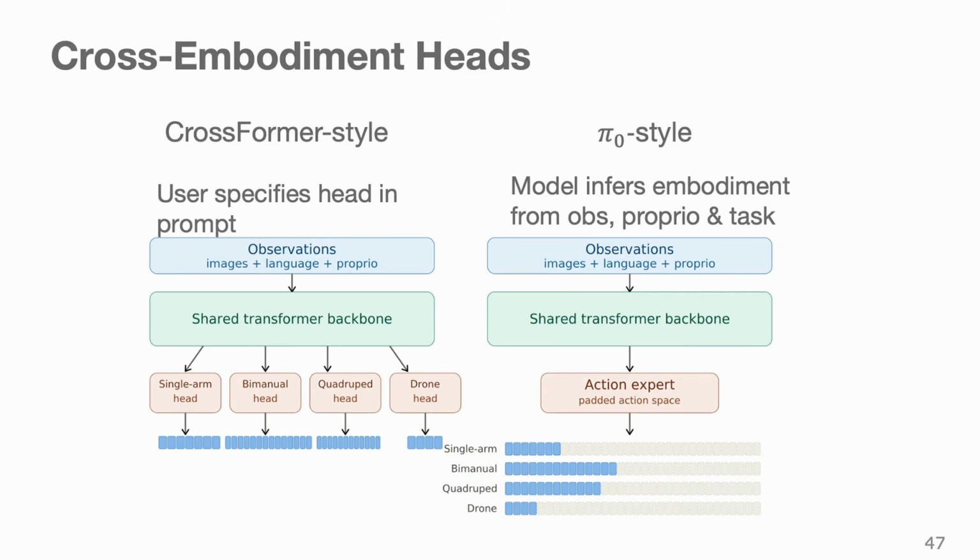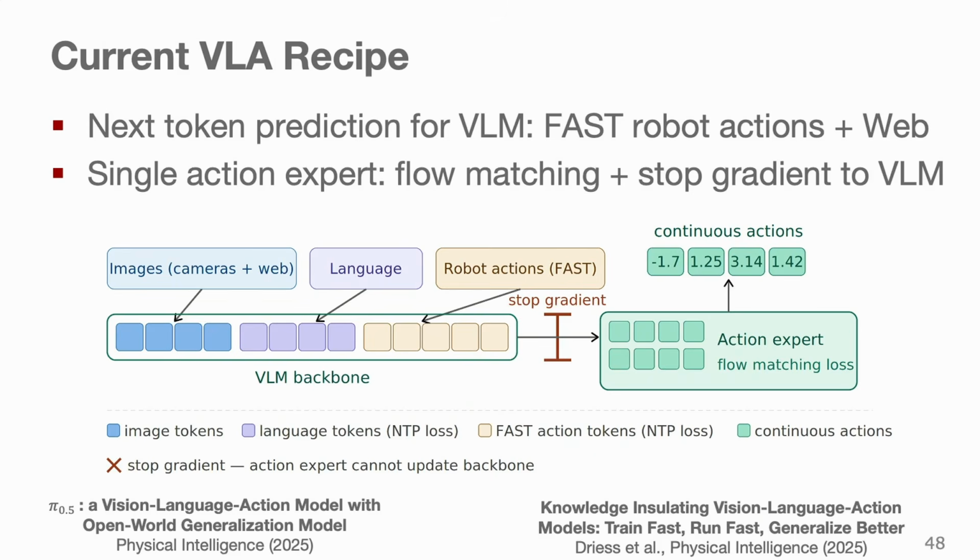And so, yeah, the backbone should learn how to pick up on these cues and then route the information accordingly through the action expert.